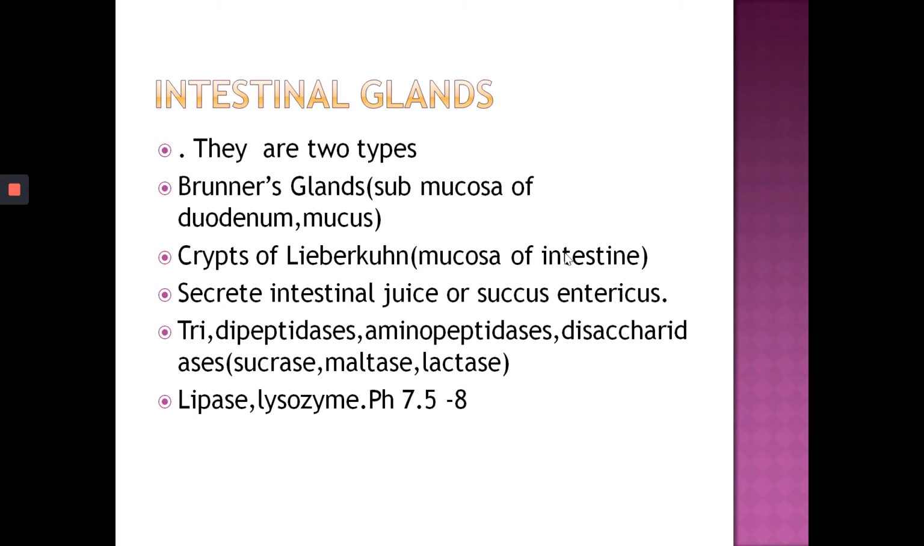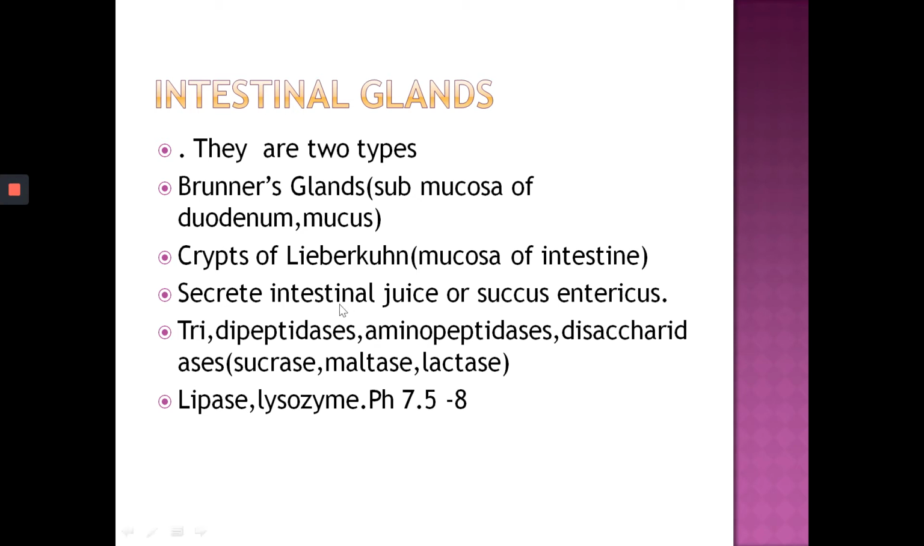These glands secrete juice which is known as intestinal juice or succus entericus. Sometimes in the examination they may ask what is succus entericus instead of intestinal juice. So succus entericus is nothing but the intestinal juice. This intestinal juice is secreted by the two types of glands, that is Brunner's glands and crypts of Lieberkuhn.